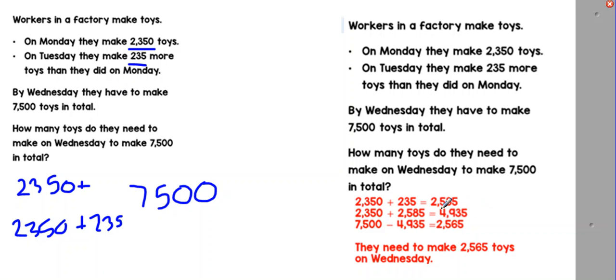So now on Wednesday, you need to work out how many they need to make. So you would do 7,500, which is your total, minus what they've already made, which is 4,935, and that leaves you with a total of 2,565. So that means that on Wednesday, they need to make 2,565 toys. Well done if you got that one correct, because that was quite a tricky multi-step problem.